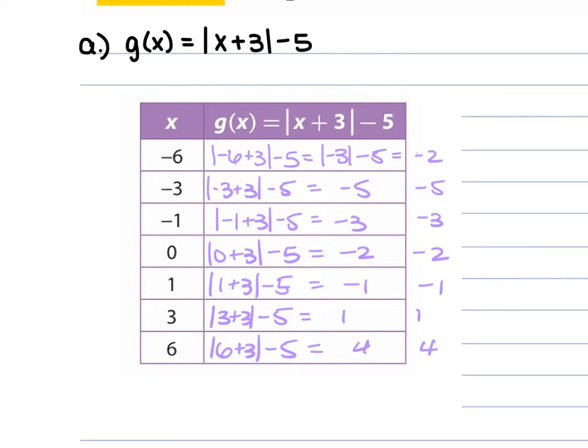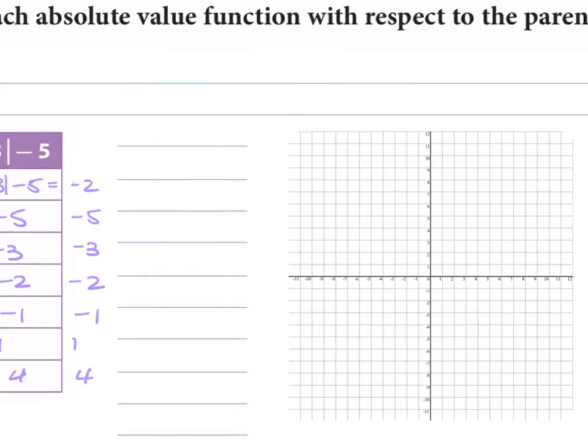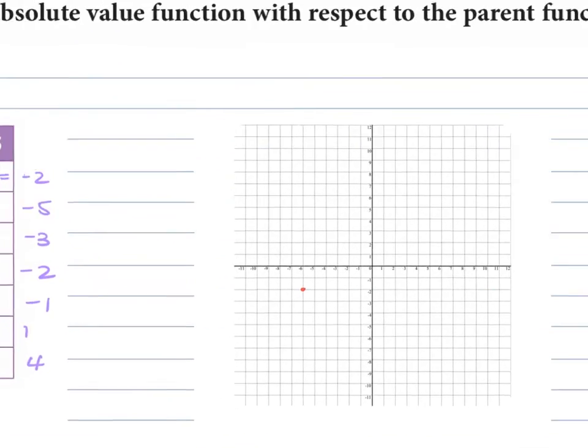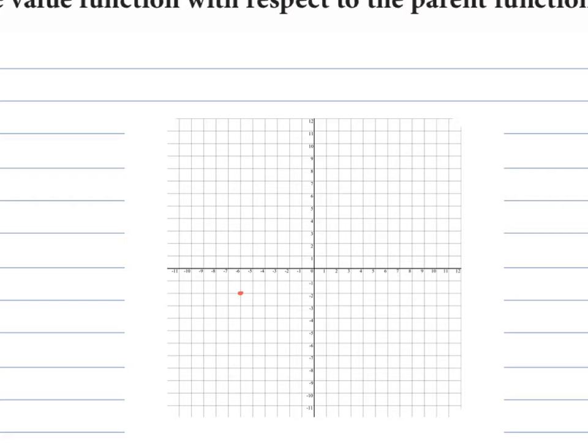So these are giving us the ordered pairs of negative 6, negative 2. Negative 6, negative 2 is here. Then we have negative 3, negative 5. From there we have 0, negative 2. Then 1, negative 1. Then we have negative 1, negative 3, which we didn't graph yet, which is here. And then we have 3, 1, and 6, 4. So we draw our line through these points.